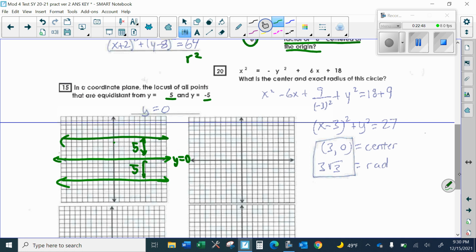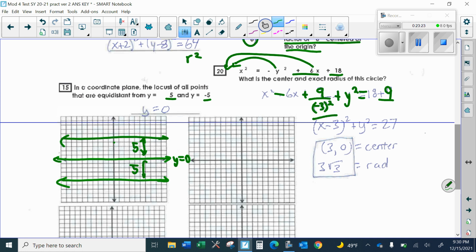And lastly, the exact center and radius of the circle. Remember, you have to have the x squared and y squared positive. So that means all the x's and y's move to one side, and the constant stays on the other. So I have x squared minus 6x, because that was plus 6x, plus blank, plus y squared, there is no other y, equals my 18 plus blank. Well, where do I get this? It's always half of b. Half of negative 6 is negative 3, squared is positive 9. So I have to add positive 9 to the other side.